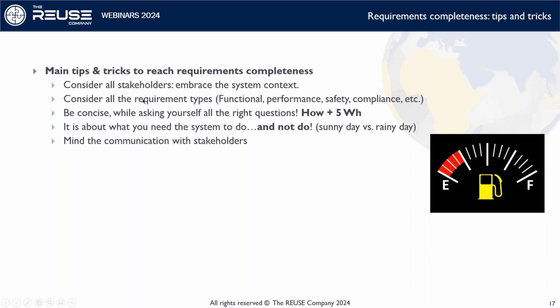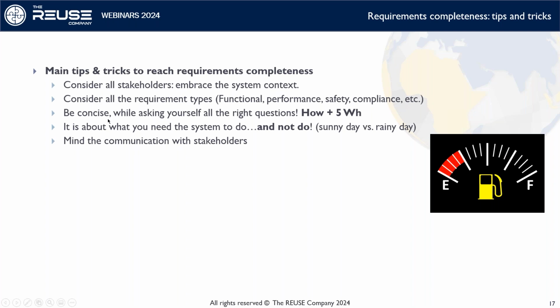So the first consideration is to embrace the system context and involve all stakeholders. We should involve also all the requirement types. So not only describe the functionality, but also describe safety aspects, compliance aspects, performance aspects, etc. We should be concise in defining the requirements. So that's a correctness aspect in that case. But concise doesn't mean that we shouldn't cover all the questions. So we shouldn't reduce the content, the information included in the requirement, just because we need to be concise.